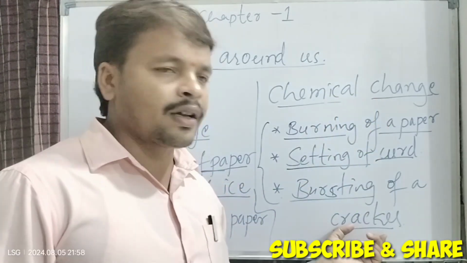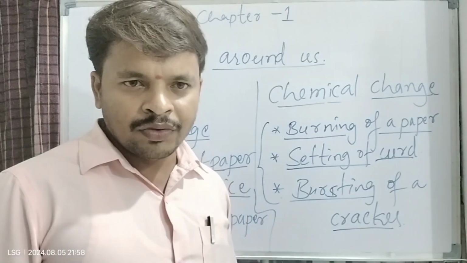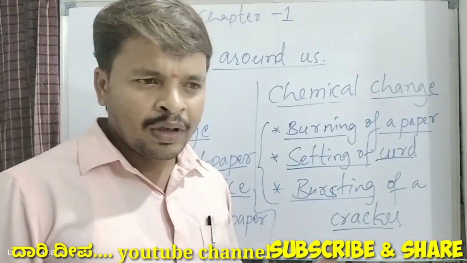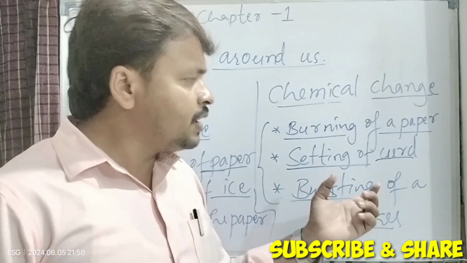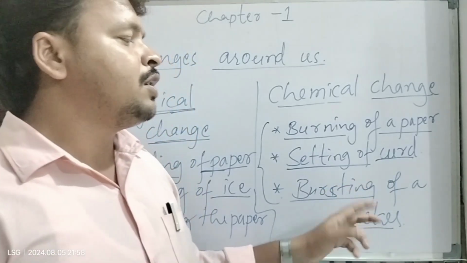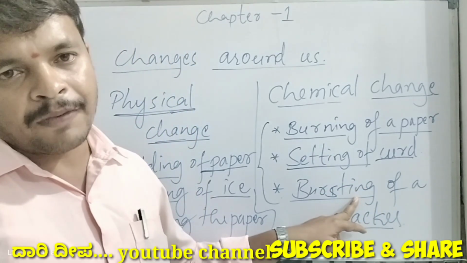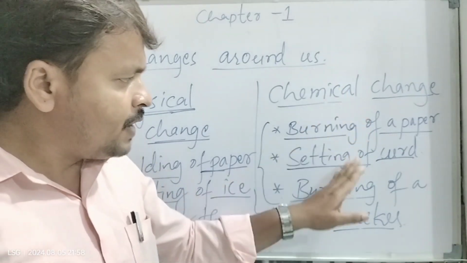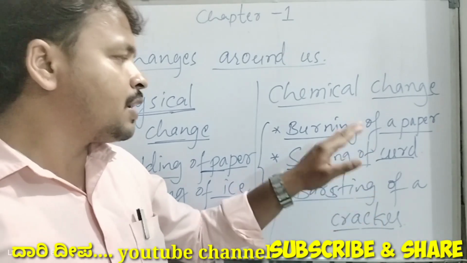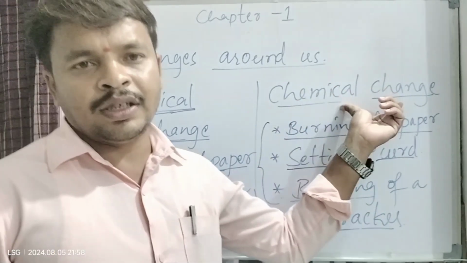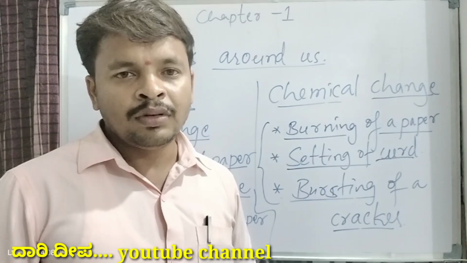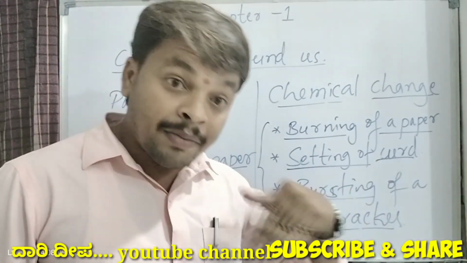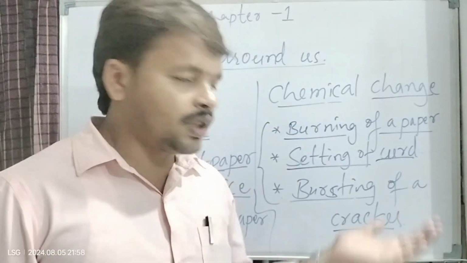When you burst the cracker, some sound energy is produced, as well as light, and smoke is produced. These are the new substances which can be seen during the bursting of a cracker. This is an example of chemical change. So when we see all these examples, we can conclude that during the chemical change, new substances are formed. Along with the physical properties, chemical properties also change.